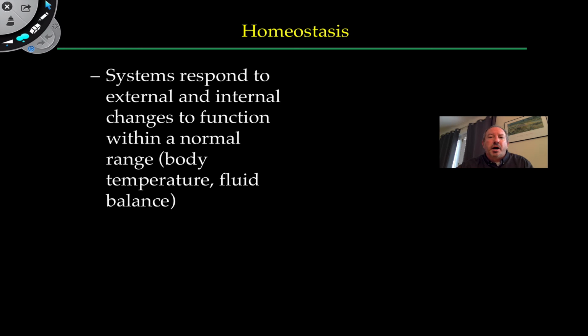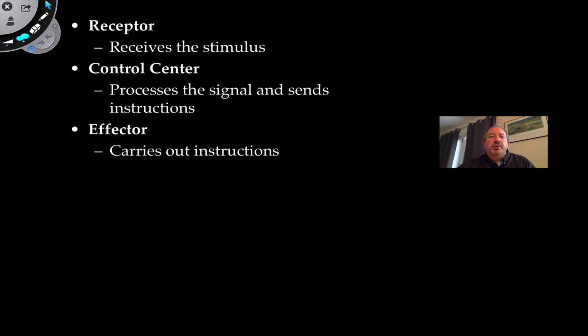So systems respond to external and internal changes, and then they function in order to maintain this normal range in terms of fluid balance, temperature balance, sugar balance, glucose levels in the blood. And so we have a receptor that receives the stimulus. Then we have a control center. I mean, this may seem obvious, but I feel like it's important to touch on it. A control center that processes the signal and sends instructions out, and then an effector which actually carries the instructions out.